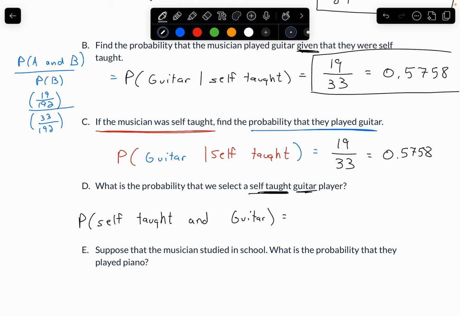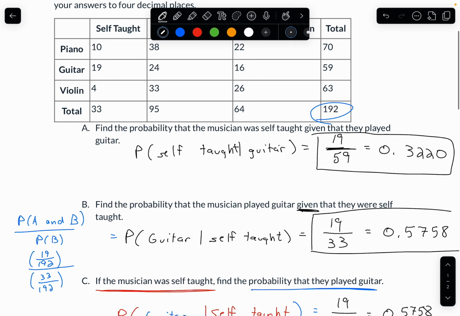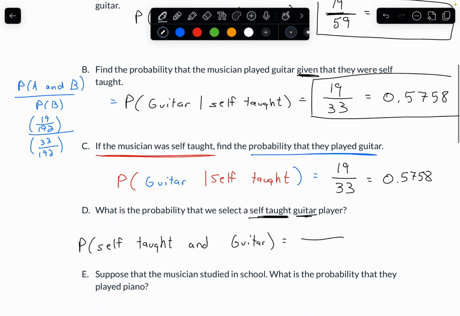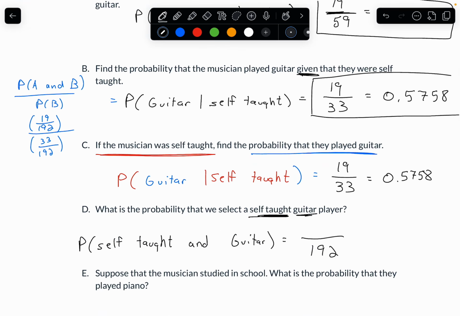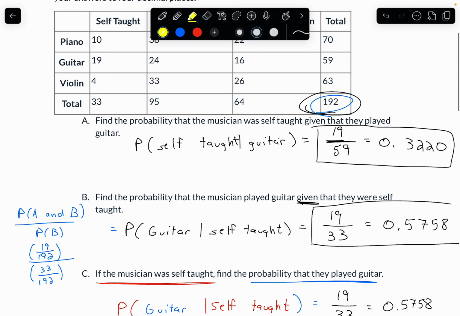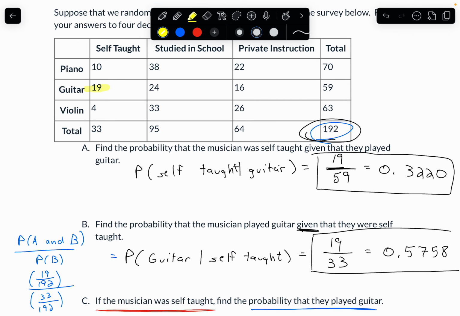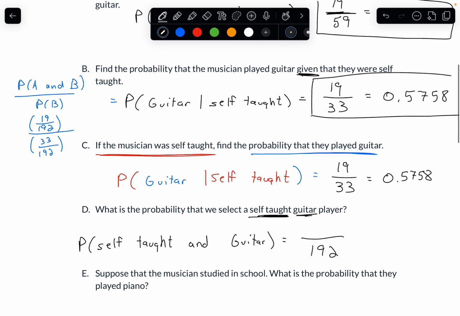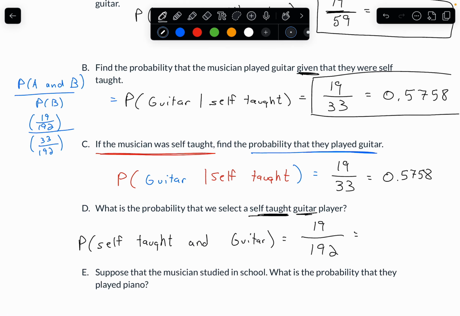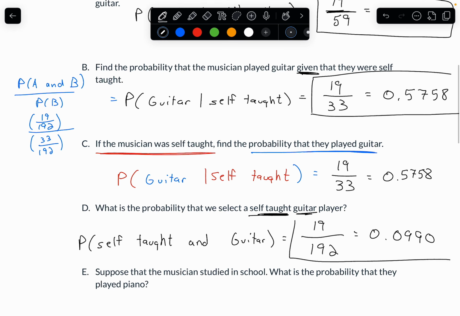So if it's an and probability, I'm considering out of my total sample size. So out of my total of 192 individuals from my survey, how many of them are both self-taught and play guitar? Well, there are only 19 of those individuals, 19 out of 192. So 19 out of 192, grab my calculator real quick, gives me 0.0989, would round up to 0.0990 to 4 decimal places. So it should look something like that.